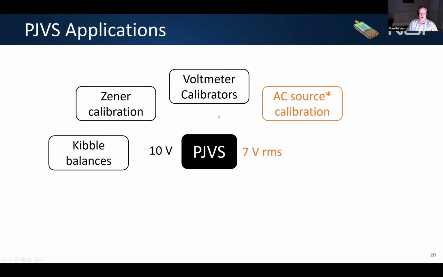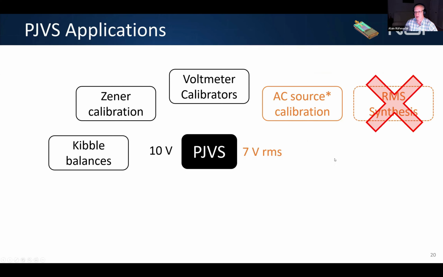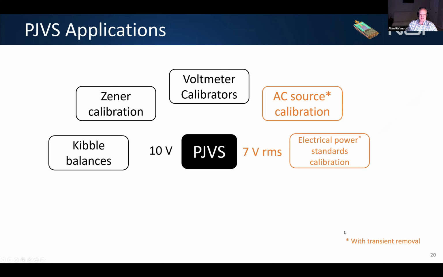Now changing color to orange for AC, my coding here will be for AC applications. So you can also calibrate AC sources, having a 7 volt RMS output, but we cannot do direct RMS synthesis. So you cannot use a stepwise waveform generated by a PJVS and say, here, this is an accurate RMS source. It is not. There will always be a large systematic. So we try to avoid that. And instead, we basically take the portion of the waveform which is fully stabilized on the step, or quantized, and we remove the transient.